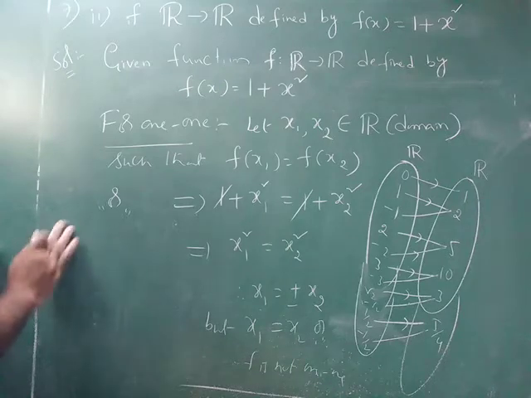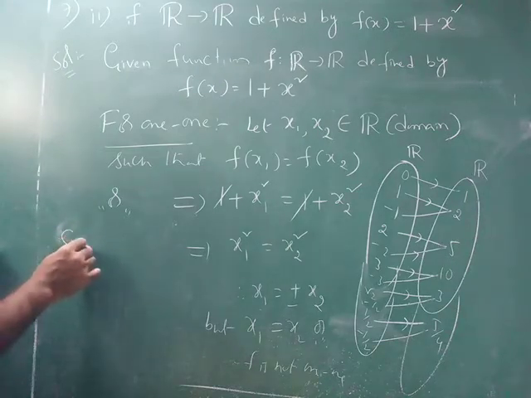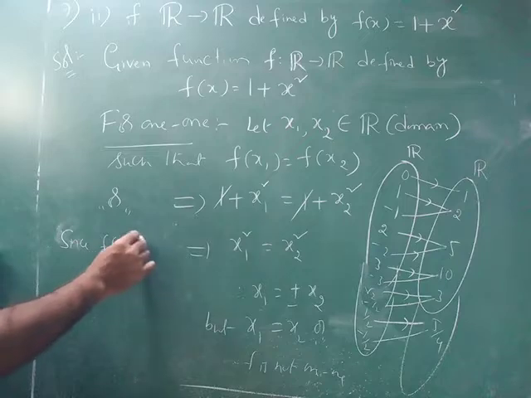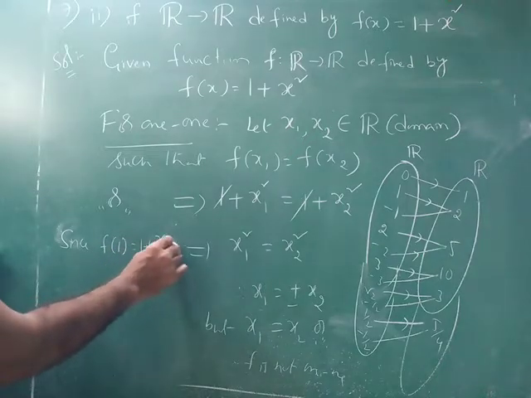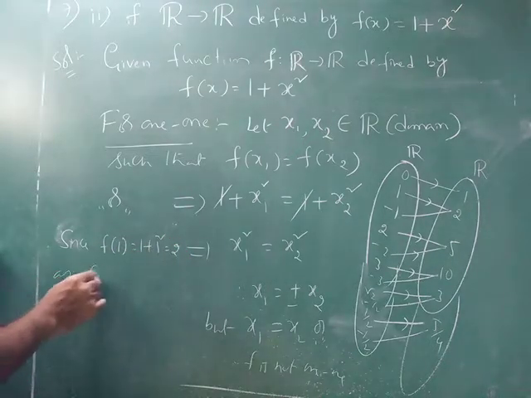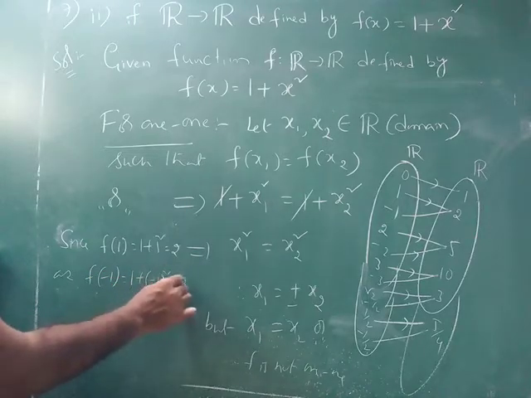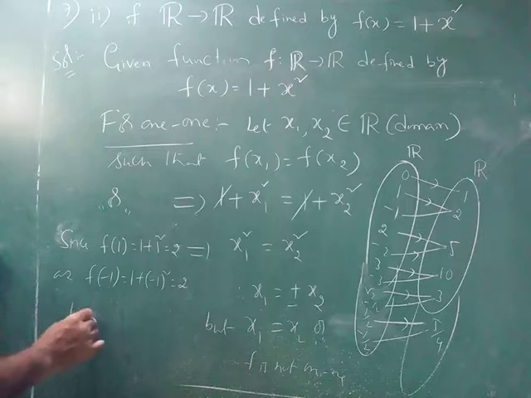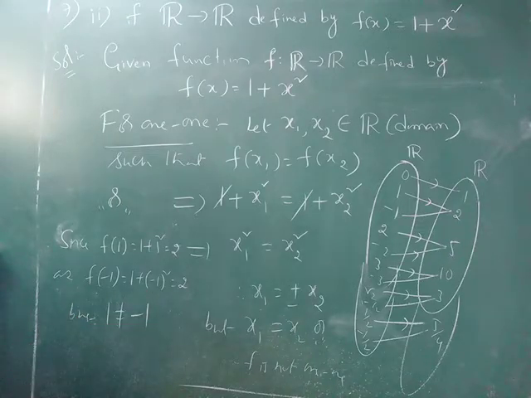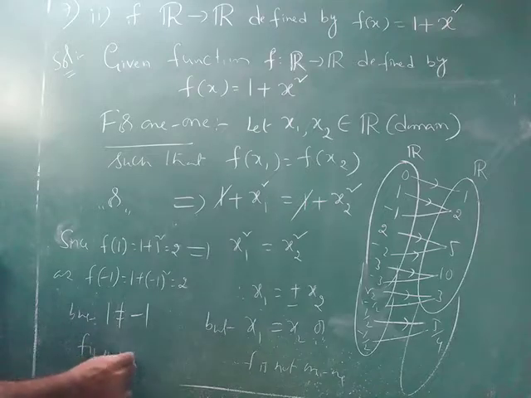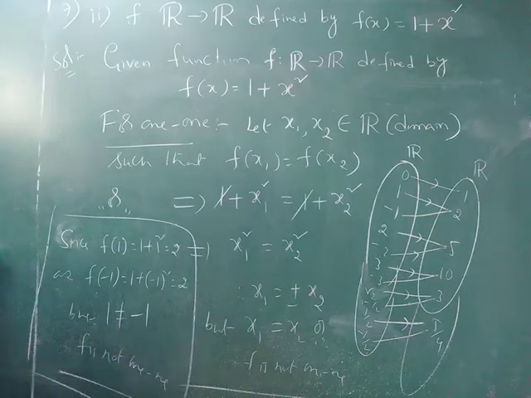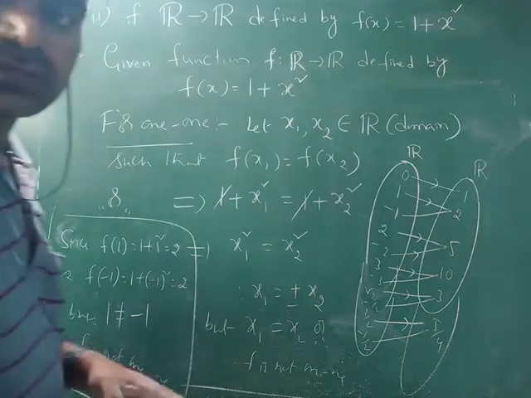Since the steps are important: since f of 1 is 1 plus 1 square, which is 2, and f of minus 1 is 1 plus minus 1 square, which is also 2, but 1 is not equal to minus 1. Therefore, f is not 1 1. You can write this also, as you wish. F is not 1 1. Okay.